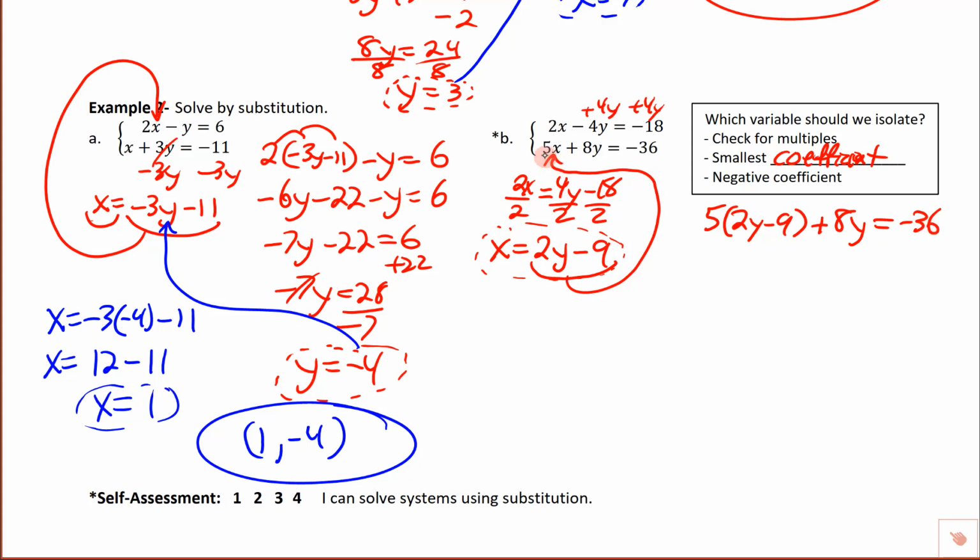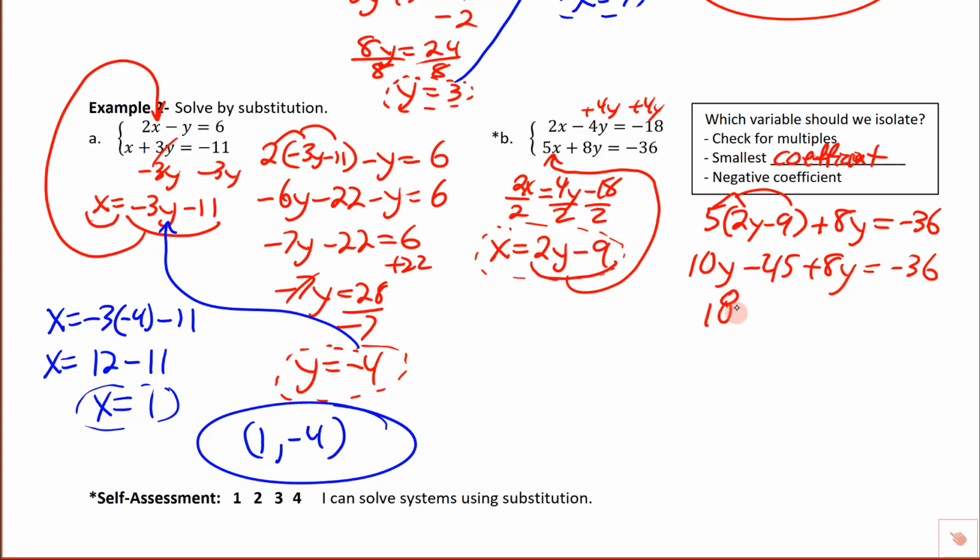So let me just double check. 5 times whatever x was equal to. Looks good. There's the plus 8y, and then there's the equals negative 36. So let's check and see what we get here. This is 10y minus 45 plus 8y, and then over on this side we get a negative 36. Let's double check and make sure we've got this right here. Okay, so put these together.